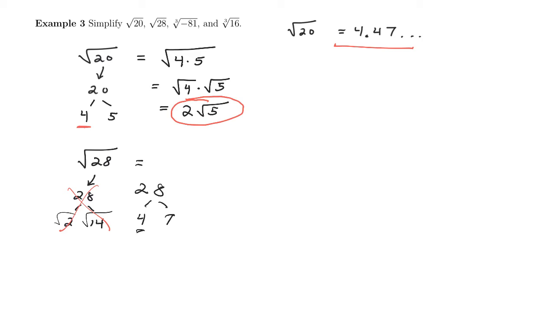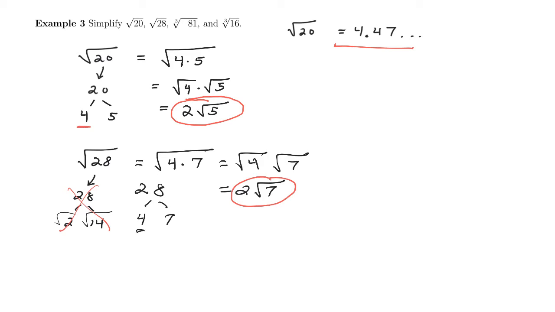So the square root of 28 is the square root of 4 times 7, which I can break apart into the square root of 4 times the square root of 7. Square root of 4 is 2. I can't break apart the square root of 7 any further, and here's my final answer. I've simplified the square root of 28 down to something a little bit simpler. So this same idea should work for cube roots or fourth roots and so on.